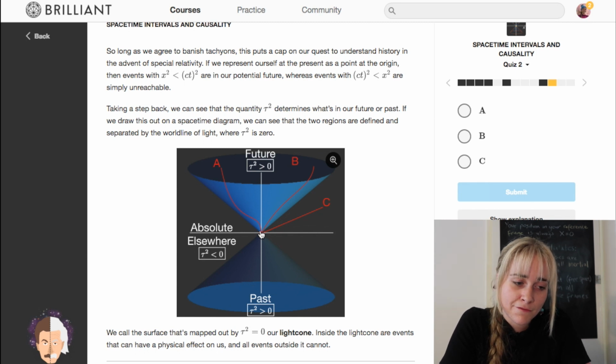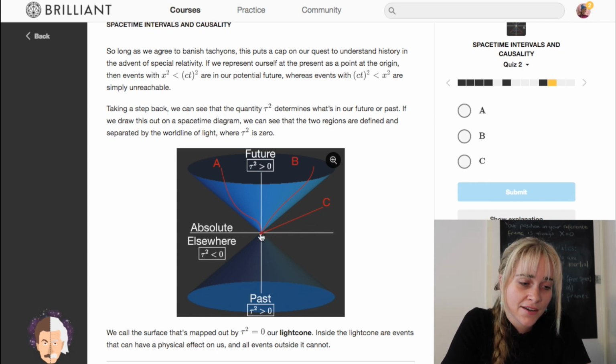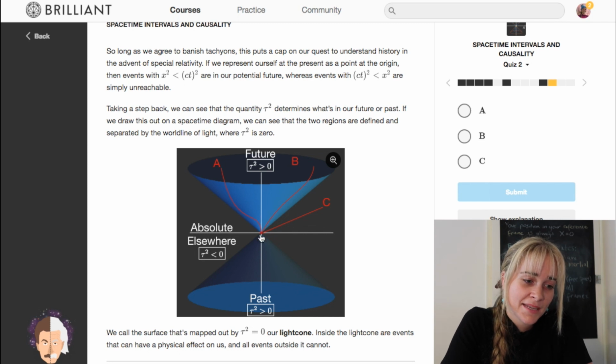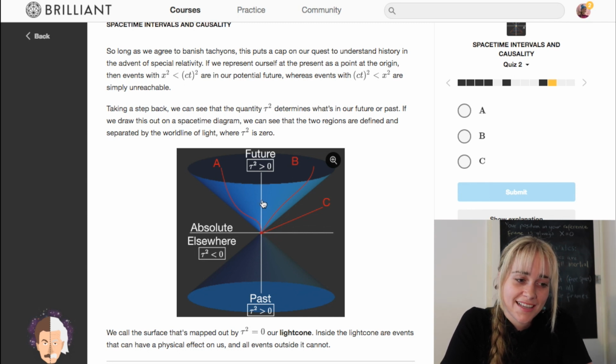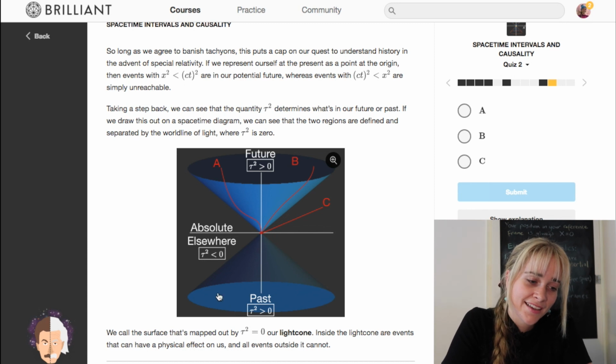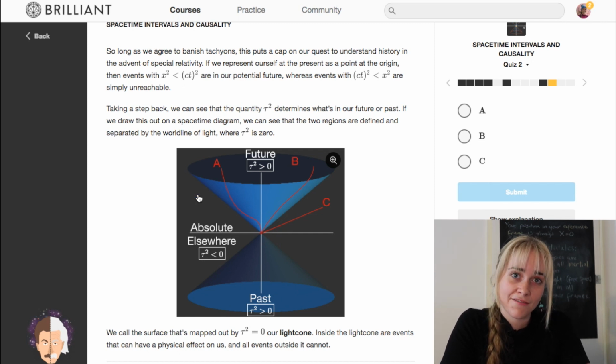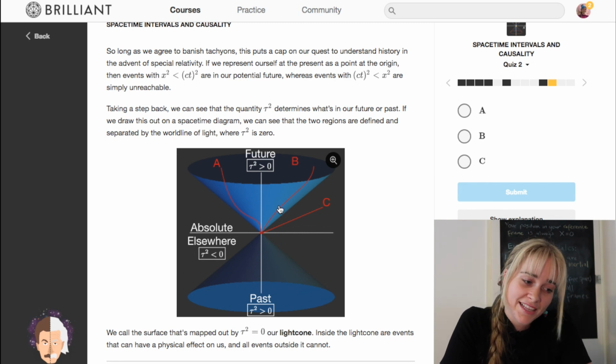If an event happens down here, the speed of light propagates outwards in all directions in this cone, and anything in the future that's within the cone can interact with that beam of light. It means that anything in that cone essentially is the future, and anything in an inverse cone is the past. And we can't have any knowledge or interaction with something outside of our light cone. The light cone is all the possible events that can have a physical effect on us.